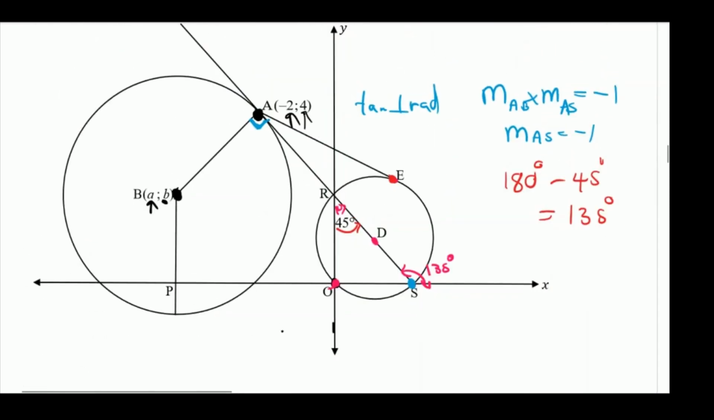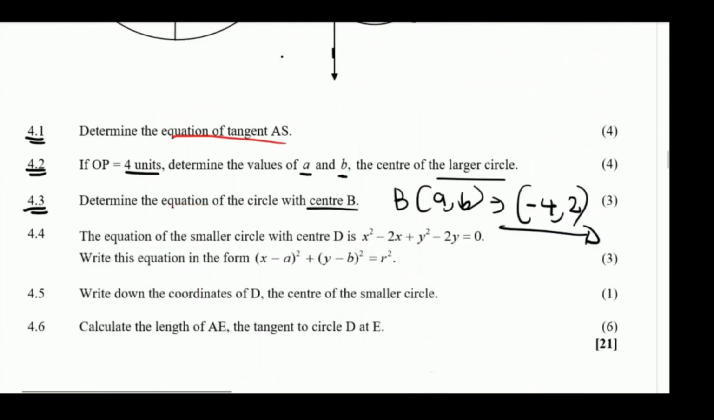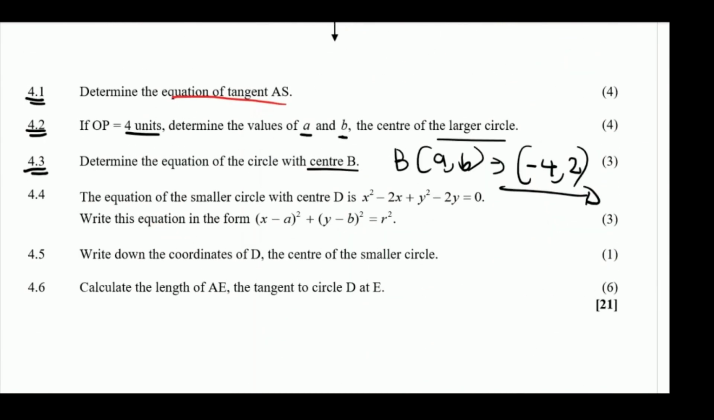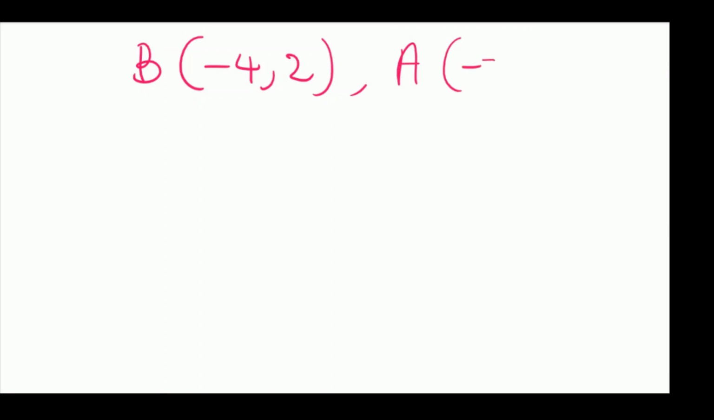If you take a look, the only thing that we have here is the center and the point. So we have the center b, which is minus 4 and 2, and we have this point here of a, which is minus 2 and 4. So we're going to use those two pieces of information to find the equation of the bigger circle with center b. As I said, we have our coordinate of b, which is minus 4 and 2, right? And coordinate of a, which is minus 2 and 4. So we're going to use this to find our equation.